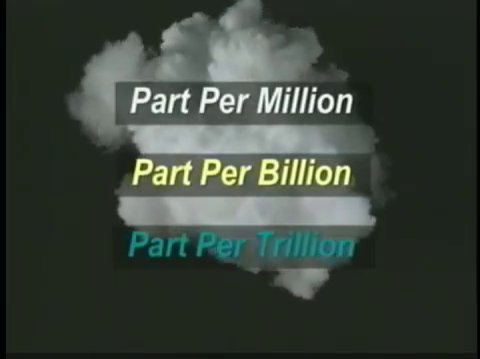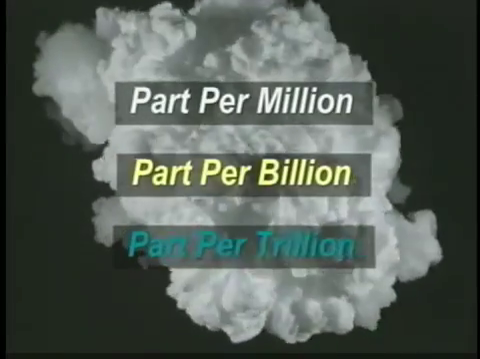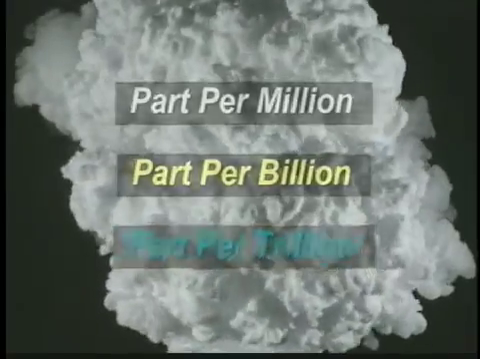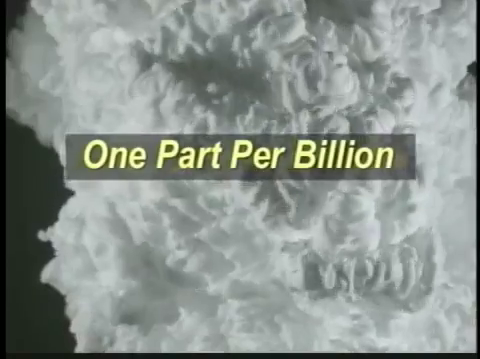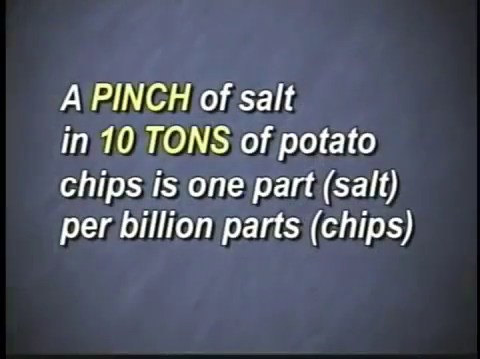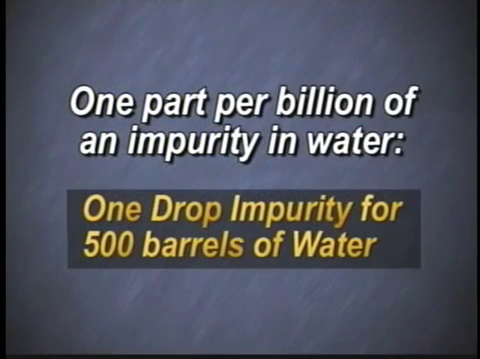An example might help illustrate the part per million, part per billion, and part per trillion equations. Let's use 1 part per billion. To give you an idea of how little this would be, a pinch of salt in 10 tons of potato chips is also 1 part salt per billion parts chips. Similarly, 1 part per billion of an impurity in water represents a tiny fraction of the total amount of water. 1 part per billion is the equivalent of 1 drop of impurity in 500 barrels of water.